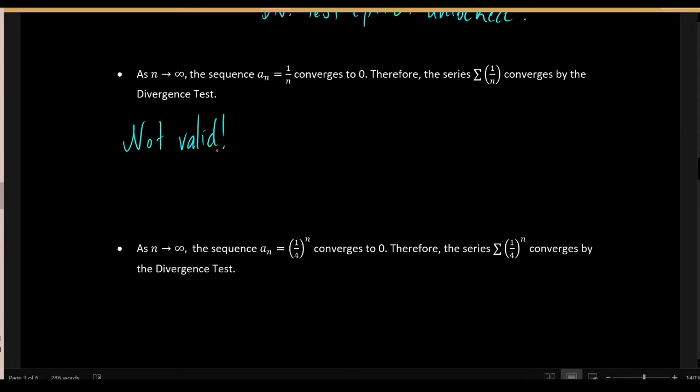And actually, as a matter of fact, this conclusion is wrong, which is what we will see in our next video. This series actually does diverge. It goes to positive infinity.